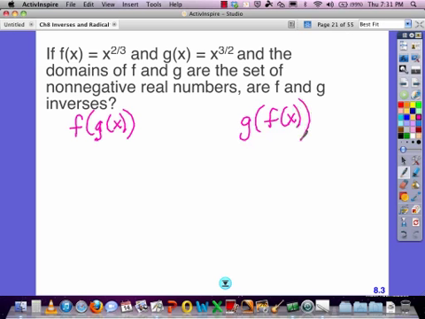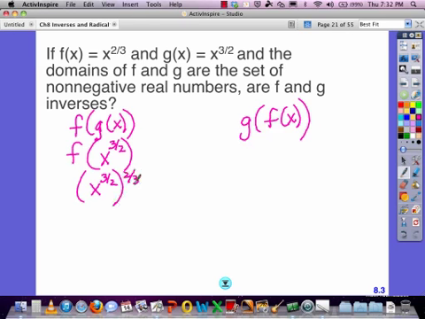Nice. So here we go. g of x is the function x to the 3/2. That number needs to be put into the f rule wherever there's a variable. Oh, there it is. Our function rule is x to the 2/3. So x to the 3/2 is my number. That's being put into the 2/3 power.